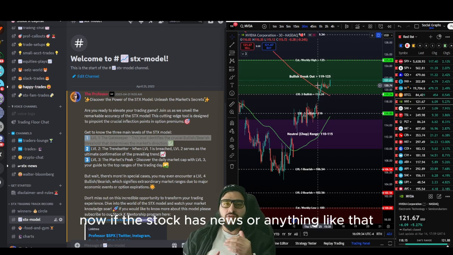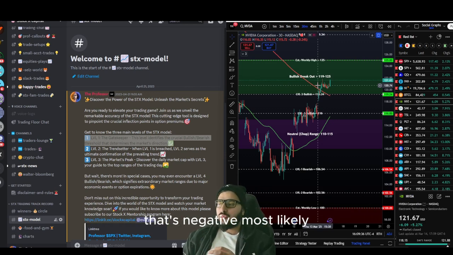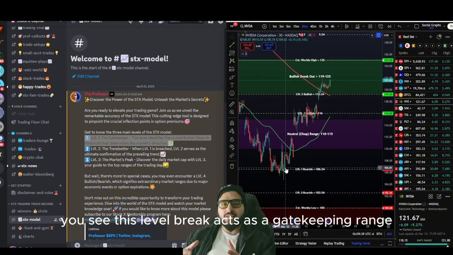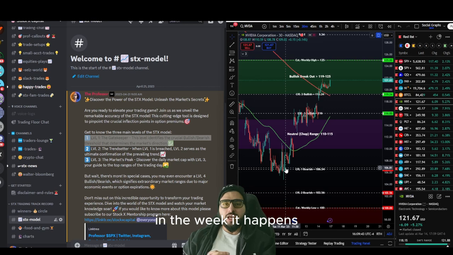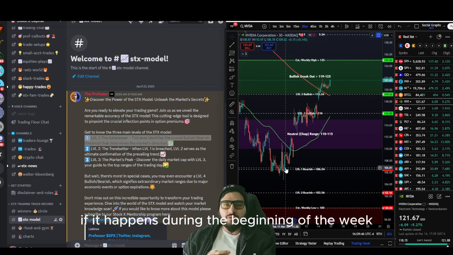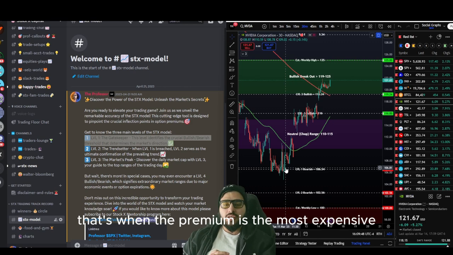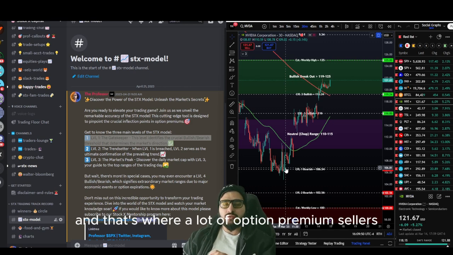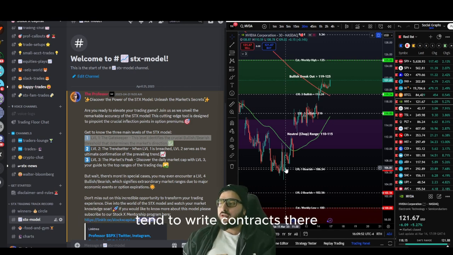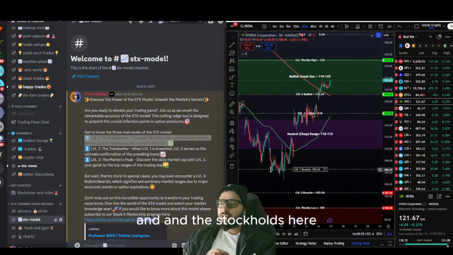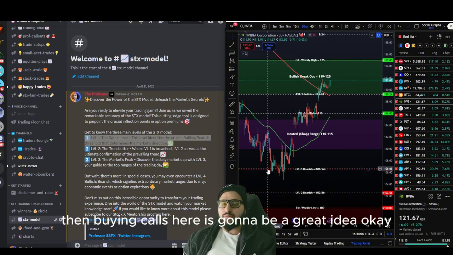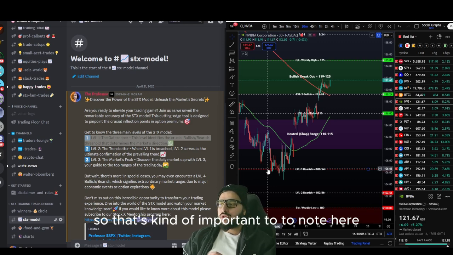Now, if the stock has news or anything like that that's negative, most likely you'll see this level break. It acts as a gatekeeping range, and it also depends on what moment in the week it happens. If it happens at the beginning of the week, that's when the premiums are most expensive, and that's where a lot of option premium sellers tend to write contracts. So if you believe that the overall sentiment is positive and the stock goes here, then buying calls here is going to be a great idea.